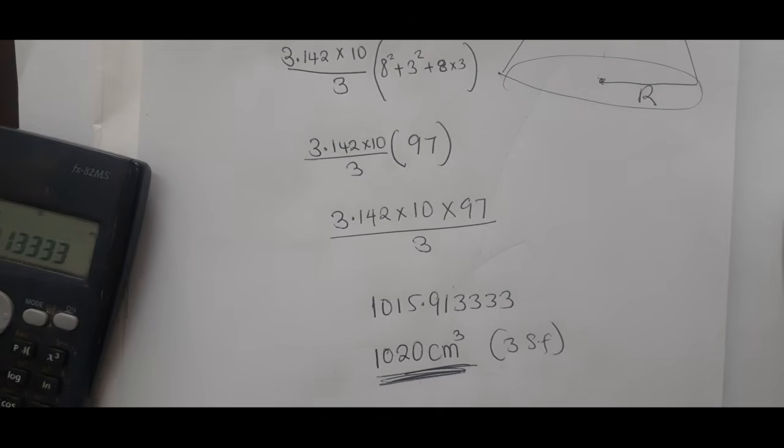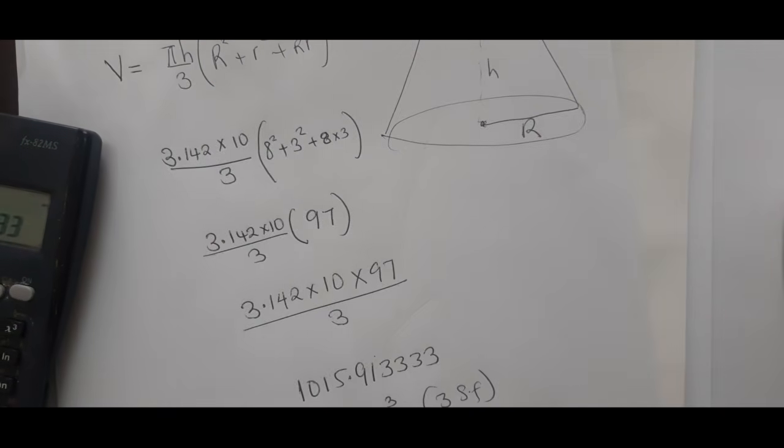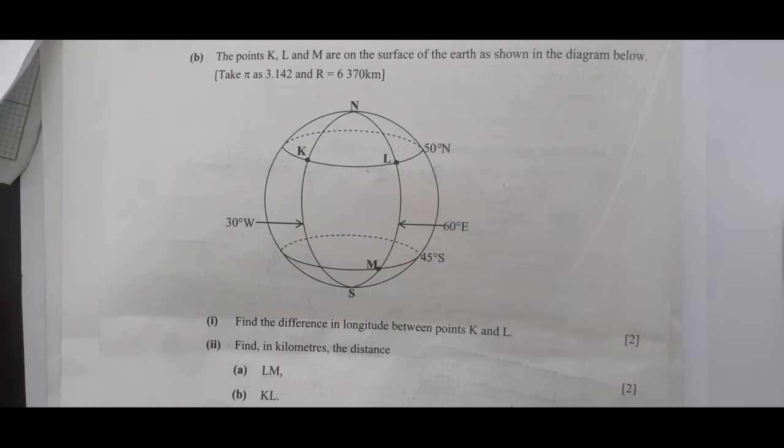So we got question B. Question B of question 10. Okay. So question B is earth geometry, and it reads: the points K, L, and M are on the surface of the earth as shown in the diagram below. Take pi as 3.142 and radius 6,370 kilometers. The diagram is given here.